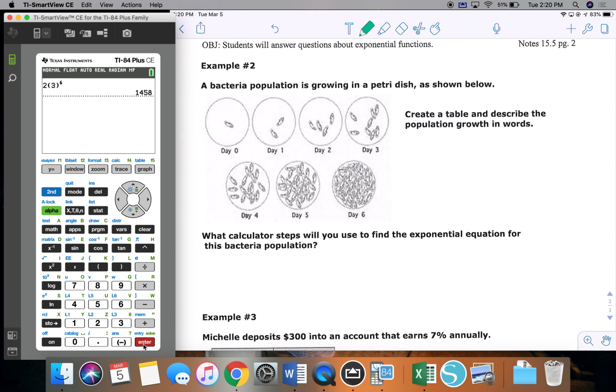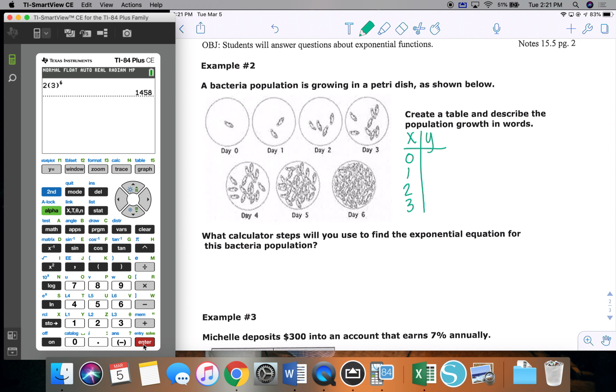Example 2. They have given us a bacteria population in a petri dish, and they want us to create a table and describe the population growth in words. So I'm going to create my table first. So I have days 0, 1, 2, 3.